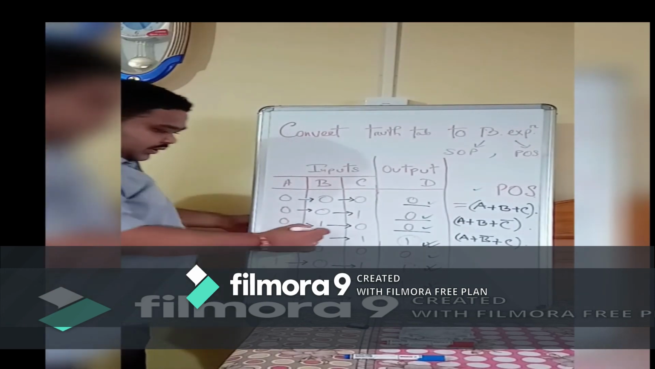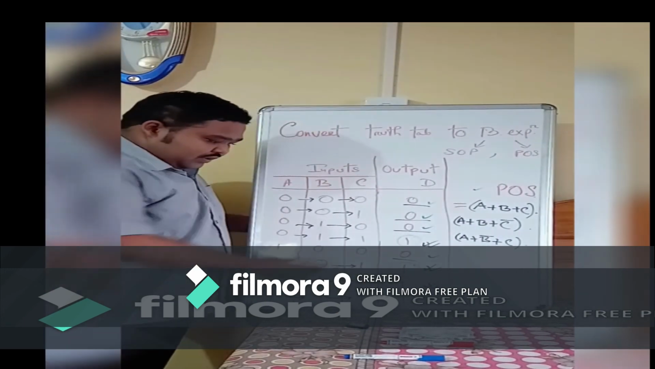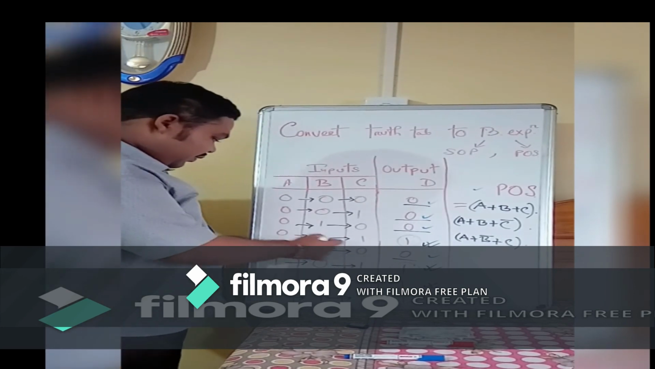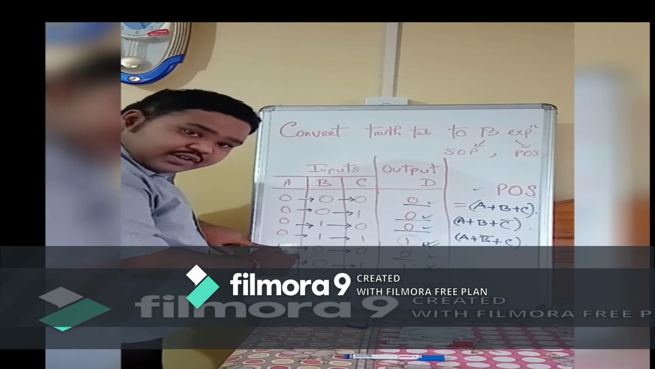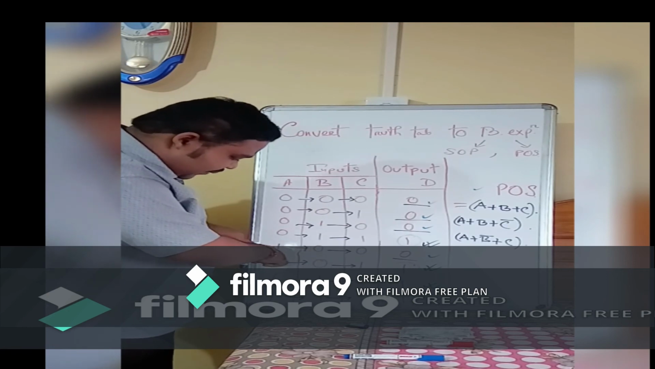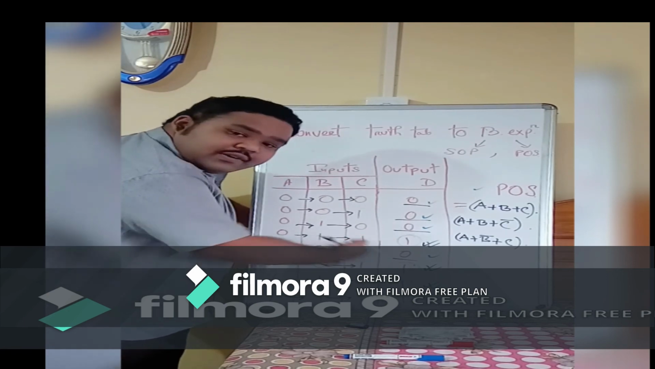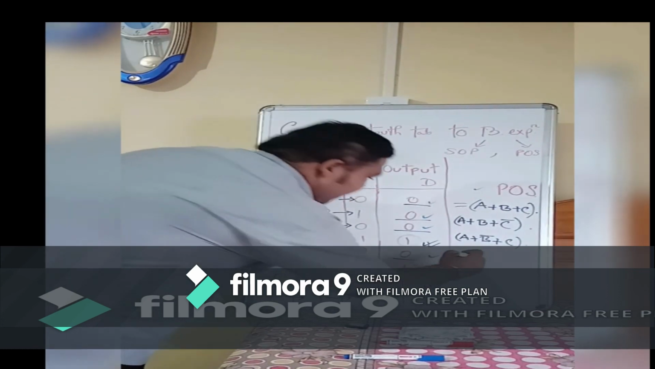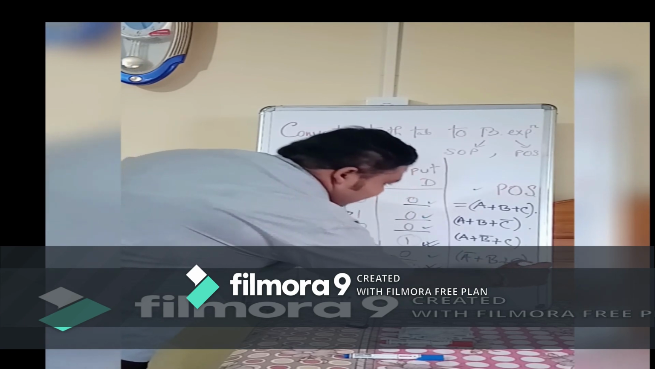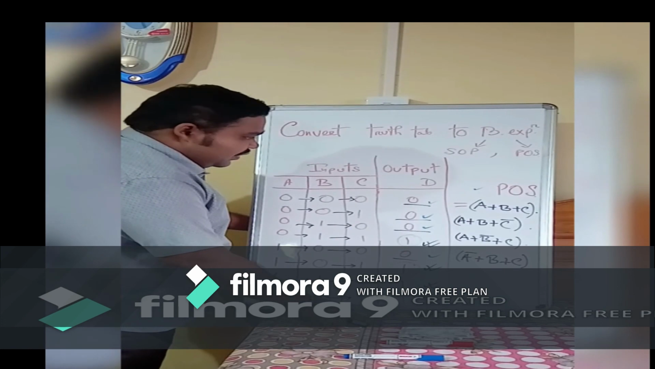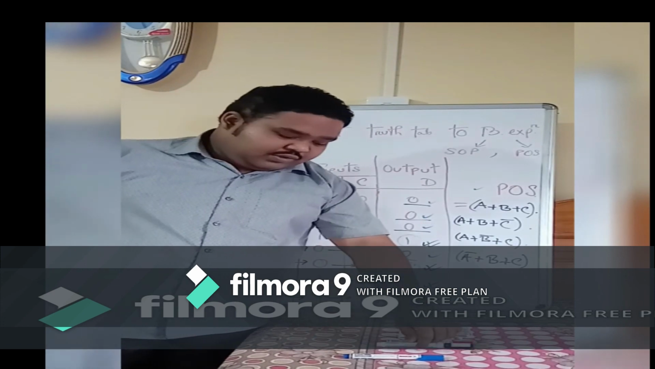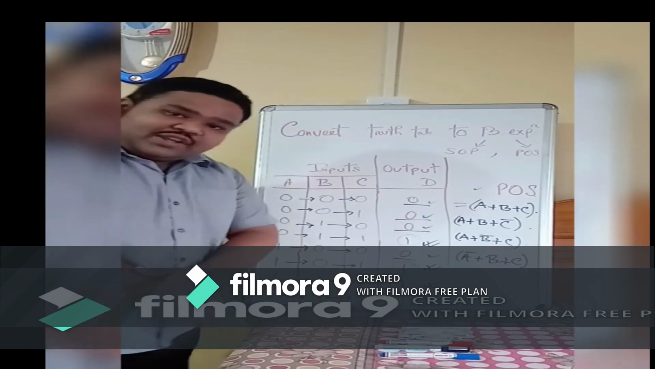Now the fourth one, the last 0 of the output, underlined. Alright, all the inputs should be 0. As this is not 0, I will write A complement. If I take the complement of A, then it will become 0. B and C are already zeros, so no changes. A complement plus B plus C. This is the equivalent product of sums. This is the equivalent POS expression from the given truth table. I hope you have understood. Alright. So thank you for watching.